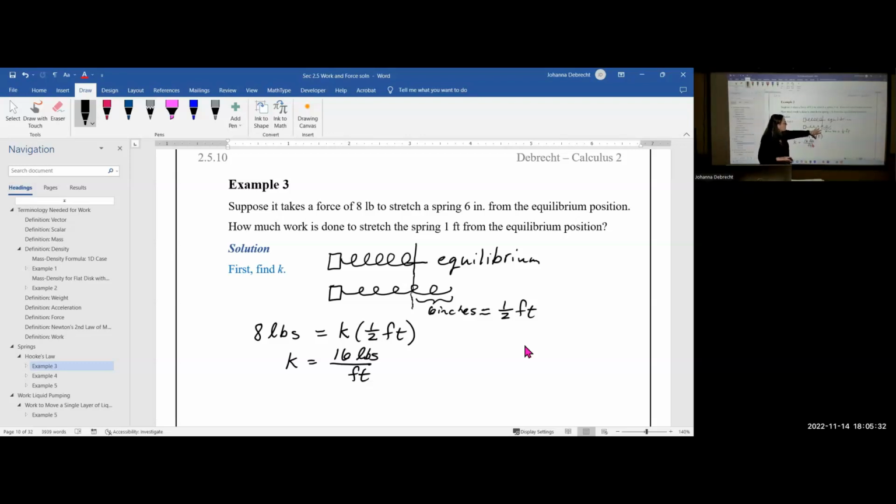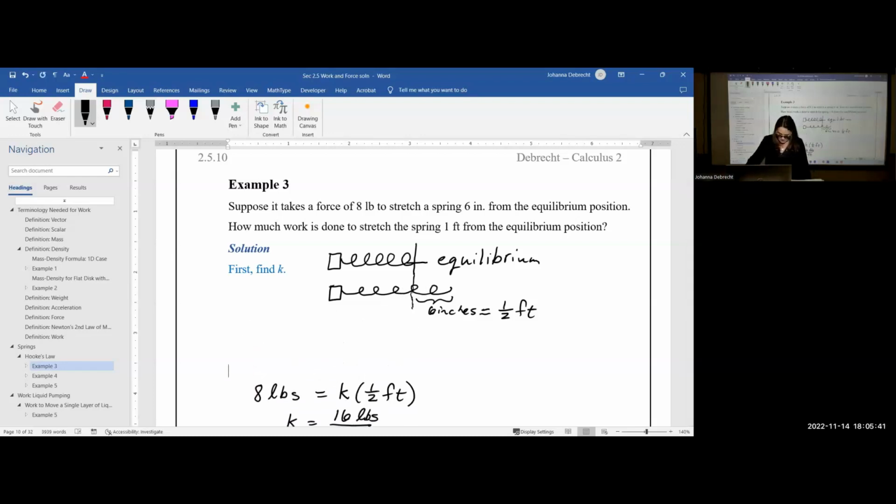So now that I know that K is 16 pounds per foot, now I want to look at the next situation, which is stretching it 1 foot. So I didn't draw that one, but let me see if I can move this down a little bit, and I'll add the picture in. So this is even stretched further.